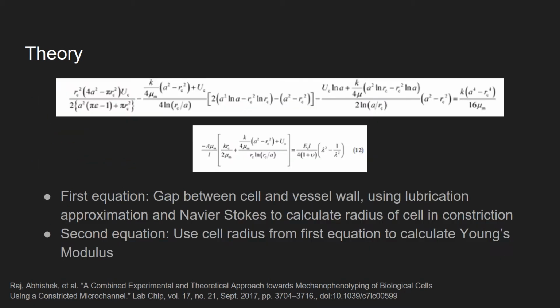The cell is assumed to travel through this channel without touching the walls. Knowing the gap of the cell, the size of the gap between the wall and the cell, is important to measure the Young's modulus, a measure of strain versus stress, or how deformable the cell is. Using the Navier-Stokes equation with the lubrication approximation, the gap can be found using the above equation as a function of void fraction, pressure gradient, which can be modeled using the Hagen-Poiseuille equation, the size of the channel, and the transit velocity of the cell. You can use the cell radius from the first equation and the second equation to find the Young's modulus.